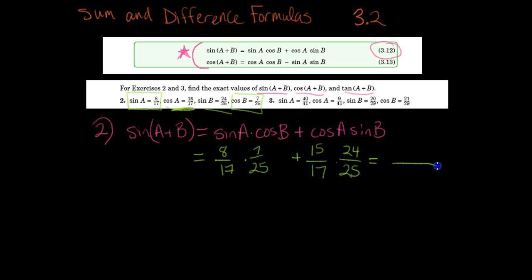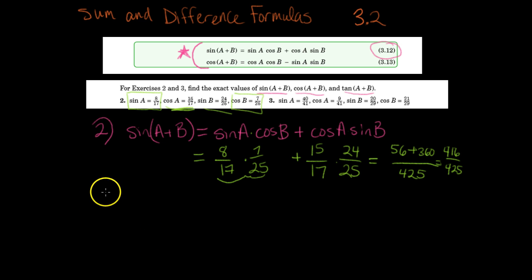You can see that you have a common denominator with both of these. If you multiply this, the product is, what is that in my calculator, 425. So 425. 8 times 7 is 56, plus 15 times 24 is 360. If I add those together, the sum would be 416 over 425. Okay, so we just calculated sine of A plus B.